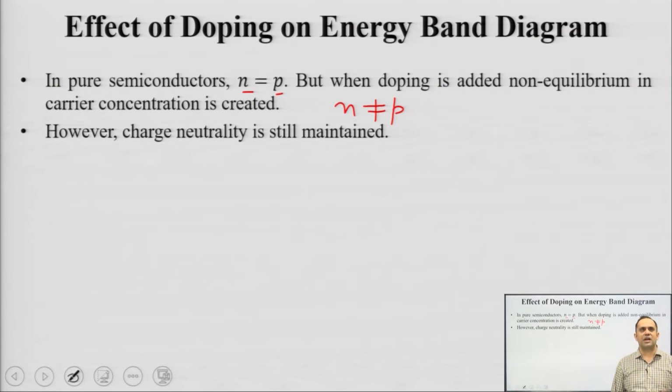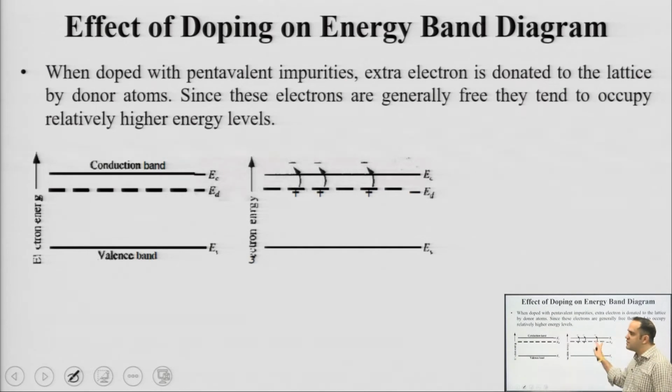However, charge neutrality will still be maintained, which means positive charges will be balanced by negative charges and vice versa. So, whatever negative charge you have in the semiconductor, that will be balanced by the positive charges. Okay. So, let us see what is the effect on the energy band diagram.